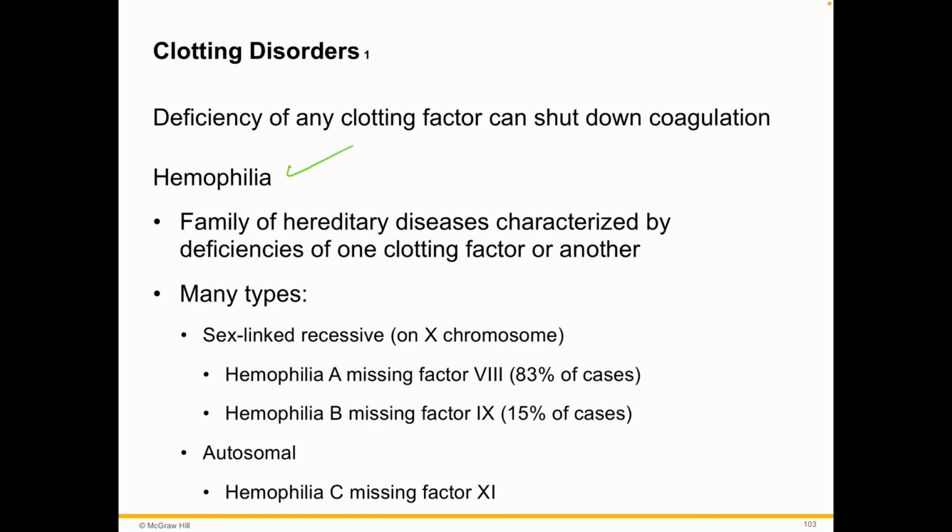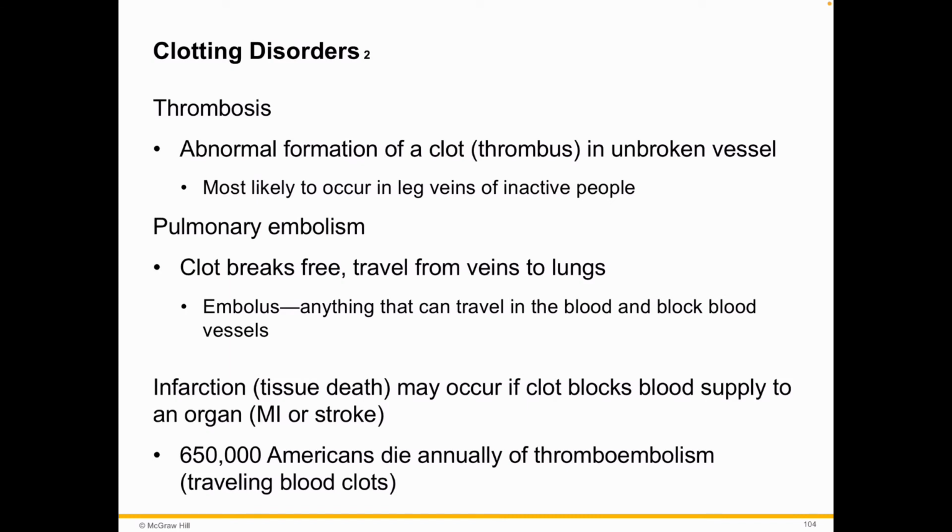Hemophilia, we talked about, is hereditary in most cases. So we have some pretty famous hemophiliac families that we've been able to look at. There are lots and lots of types. There's sex-linked, there's autosomal, there's von Willebrand's, there's partial. So just lots of different ones to think of.